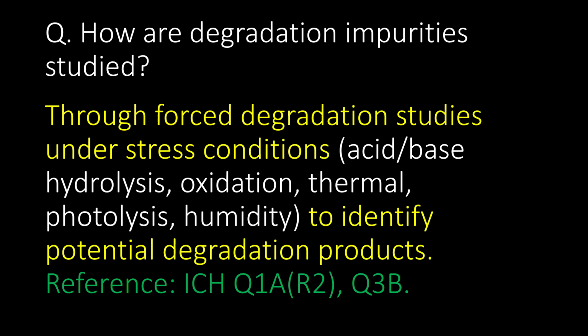How are degradation impurities studied? Degradation impurities are studied through forced degradation studies under stress conditions: acid or base hydrolysis, oxidation, thermal, photolysis, or humidity, to identify potential degradation products. Reference ICH Q1A R2 and Q3B.